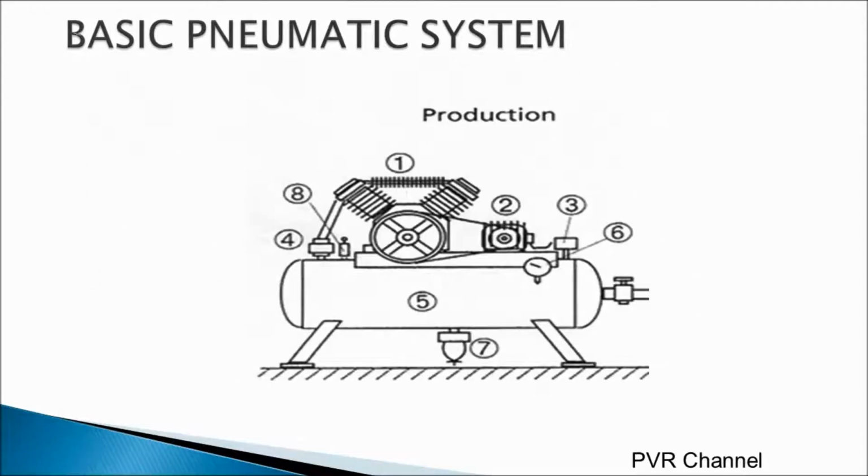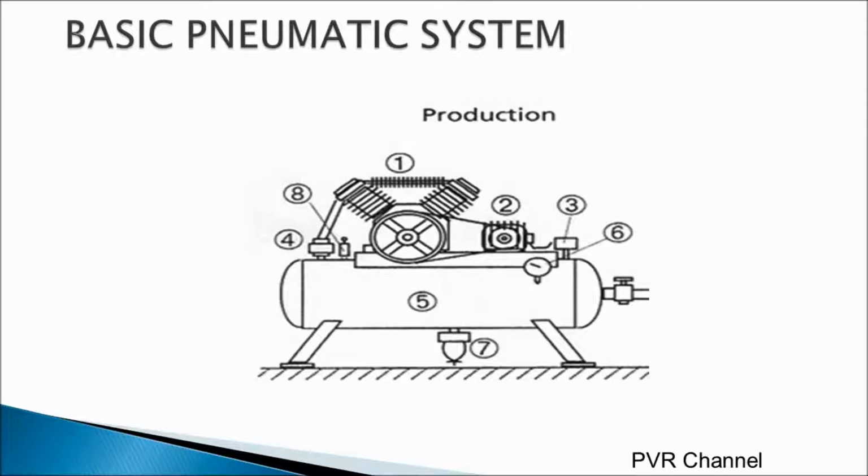This is the air production family. Number 1 is the air compressor. Number 2 is the electric motor. Number 3 is a pressure switch. Number 4 is an NRV, non-return valve or check valve. Number 5 is an air tank or air receiver. Number 6 is a pressure gauge. Number 7 is a drain. It can be auto or manual. Number 8 is a safety valve or pressure relief valve.